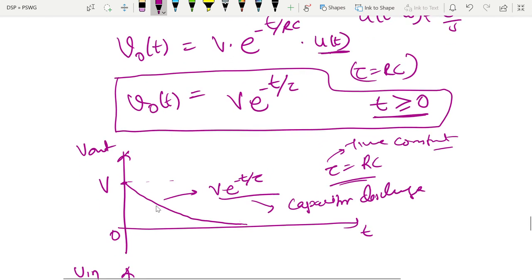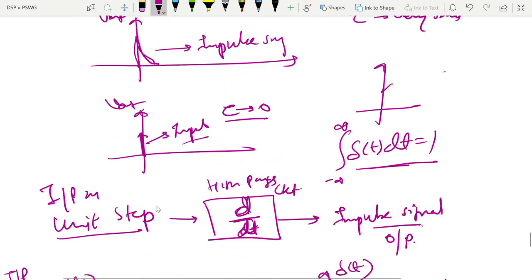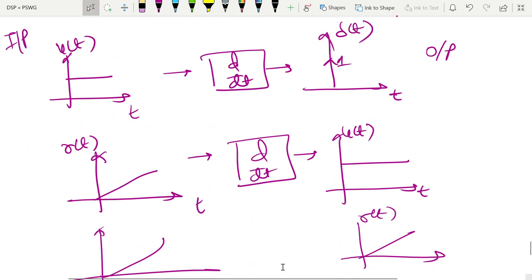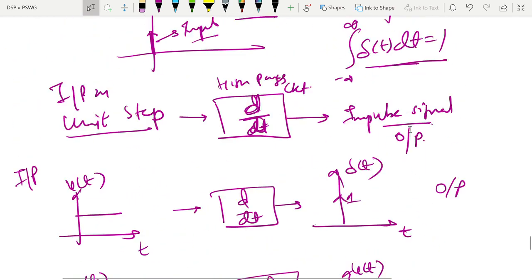So likewise we have to evaluate this by seeing the time constant. So it is a capacitor discharge, and whenever we consider a ramp signal, if the input is a ramp signal, we have the equation of the capacitor charge. So likewise we get this unit step. So this is all for this lecture. Thank you very much.